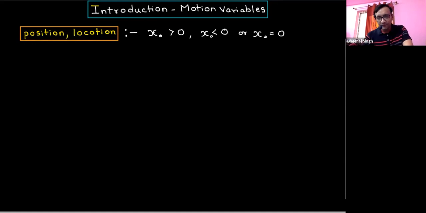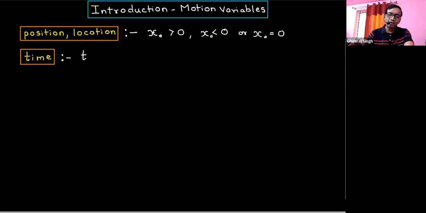Next variable is time. Write down. What can I say about time? Any constraint on the value of t? Time is represented by the letter small t, which you know already. What can I say about t? Can I say t is less than zero? Is it possible, t less than zero? T less than zero, not possible. Everyone? T less than zero. Okay. What is t equal to zero? T equal to zero means what?